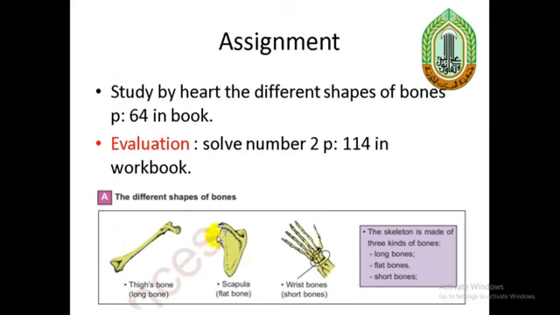Observe with me the different shapes of bones. This is the thigh bone, which is a long bone. This is the scapula or the shoulder bone, and it's a flat bone. And here you see the wrist bones, which are short bones. So the skeleton is made of 3 kinds of bones: long bones, flat bones, and short bones. You have to underline this document and study it by heart.